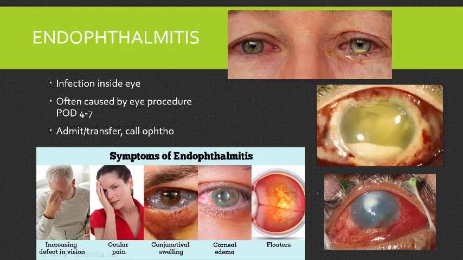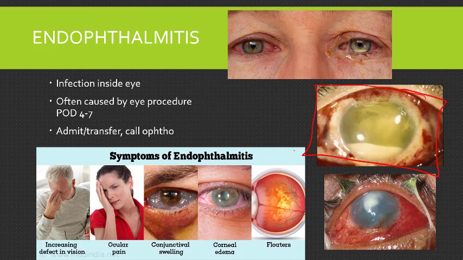All right, endophthalmitis. This is the term for an inner eye infection, right? A globe infection. We're not talking about the outside of the eye, we're talking about inside the eye. There is an infection. This is always bad. This is always life-threatening. Remember that the eye connects directly with the brain, so this infection can spread very quickly and become meningitis.